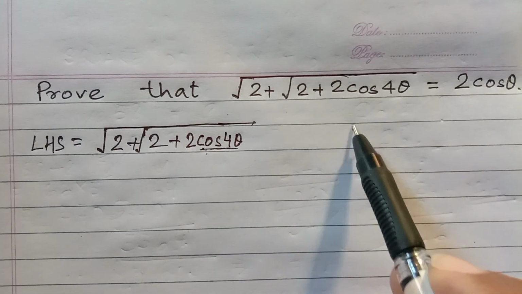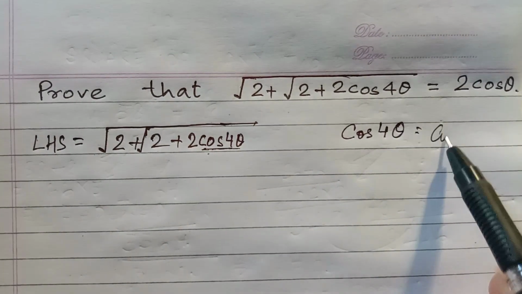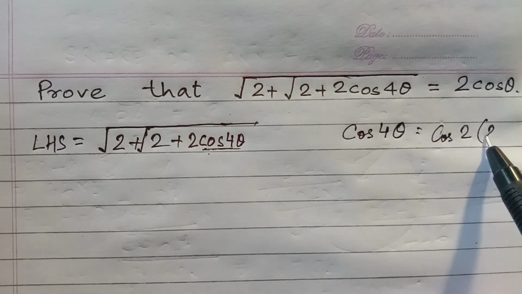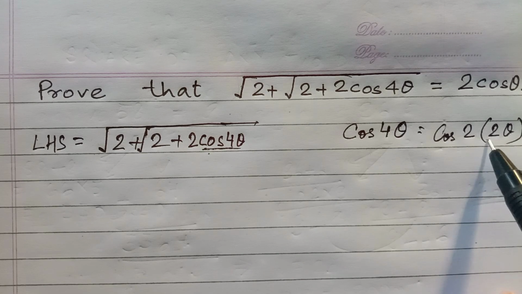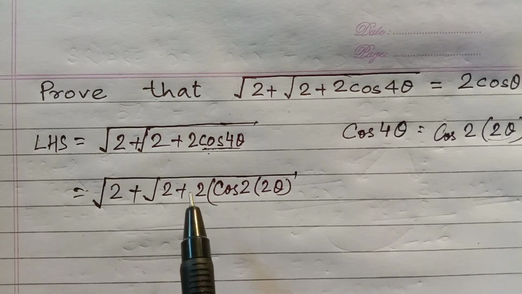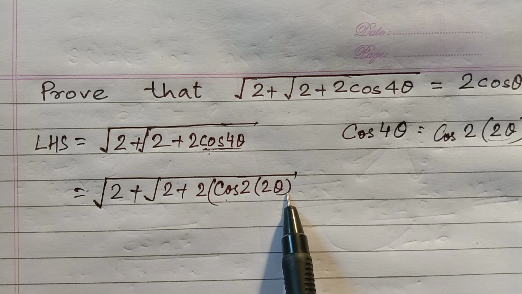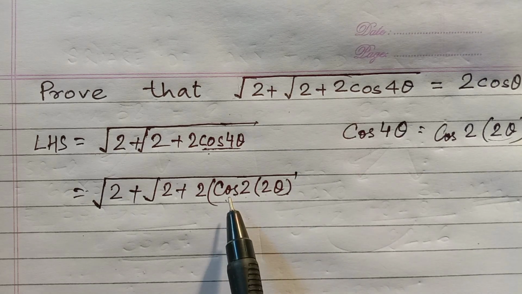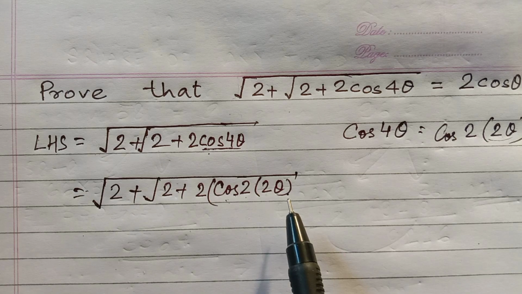So cos 4 theta can be written as cos 2 of 2 theta. In place of cos 2 theta, our theta is 2 theta here. Okay, so now let's use this formula. Now here I have written cos 4 theta as cos 2 of 2 theta. Now we are going to apply cos 2 theta equal to 2 cos square theta minus 1 in the next line.